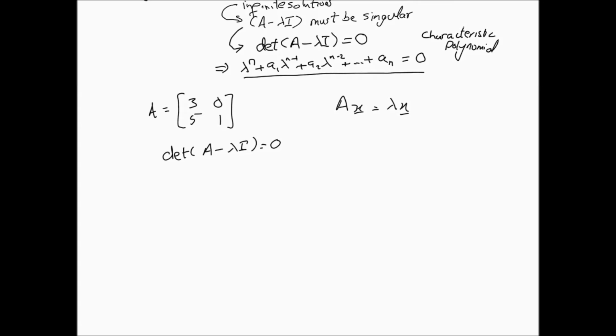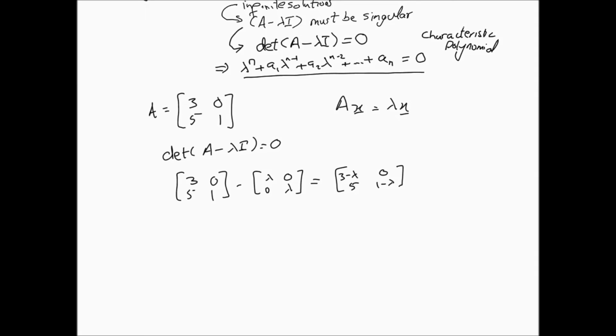In order to get that to work, first of all, I have to set up A minus lambda I. So that means I have 3, 0, 5, 1 minus lambda, 0, 0, lambda. And that will give me this matrix, which is 3 minus lambda, 0, 5, and 1 minus lambda.